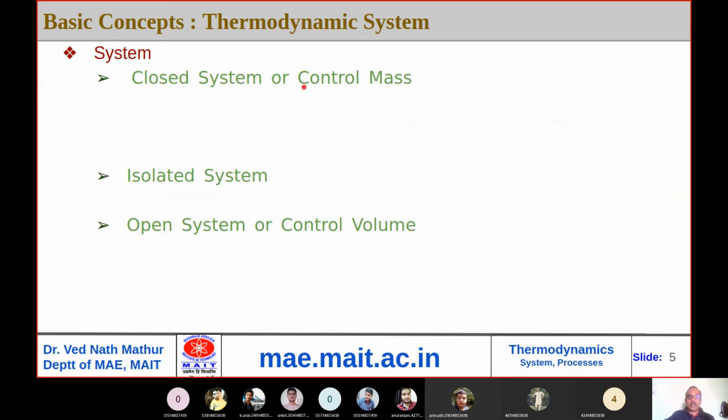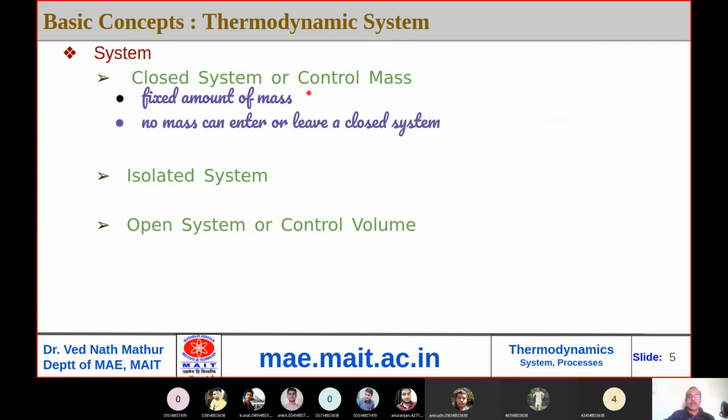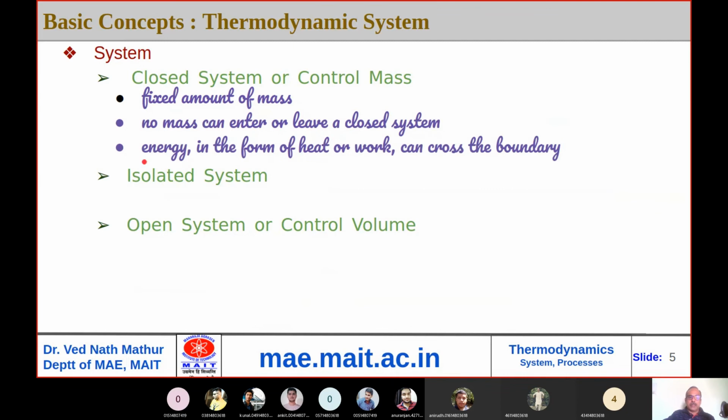Now, what is a closed system or control mass? It has a fixed amount of mass, and no mass can enter or leave a closed system. Energy in the form of heat or work can cross the boundary. So there is a transfer of energy, but there is no transfer of mass across the system boundary. If there is no transfer of energy even, then that type of system is called an isolated system.